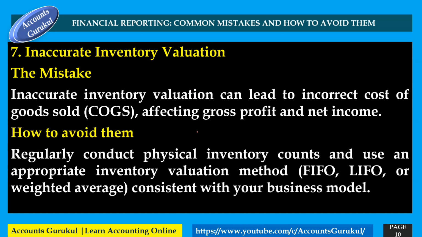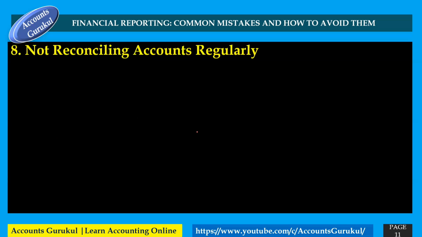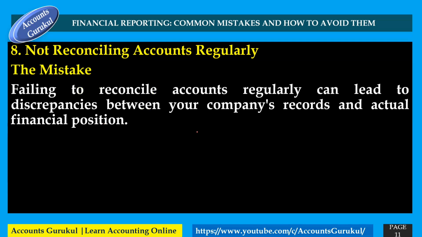And how to avoid this? Regularly conduct physical inventory counts and use an appropriate inventory valuation method, FIFO, LIFO, or weighted average. First in, first out, last in, first out, or weighted average method, consistent with your business model. So that's inaccurate inventory valuations. Next, not reconciling accounts regularly. This is also one of the biggest problems related to financial reporting. We have to reconcile accounts regularly. The mistake: failing to reconcile accounts regularly can lead to discrepancies between your company's records and actual financial position.